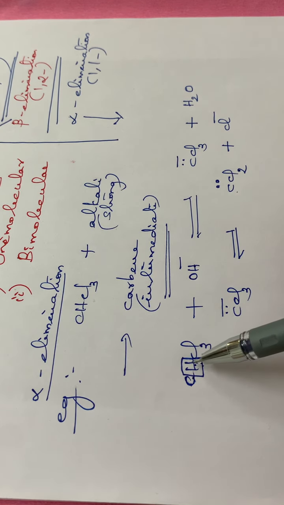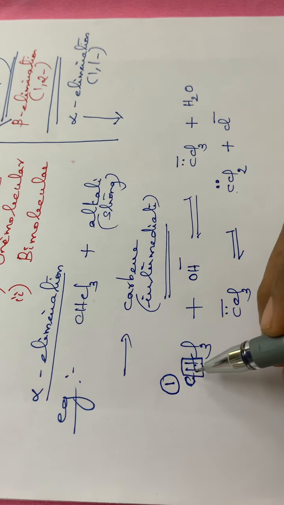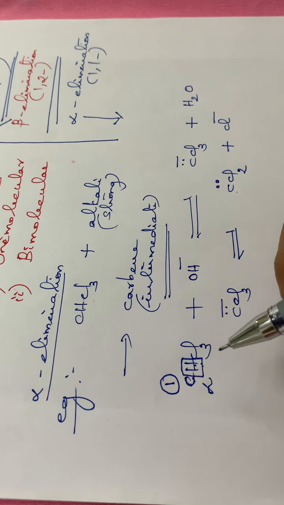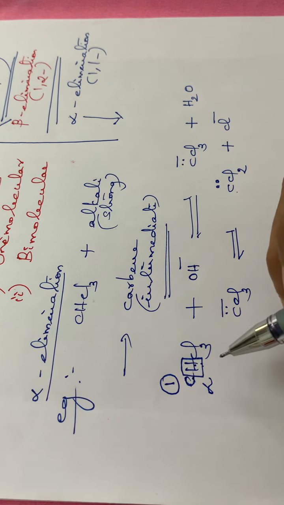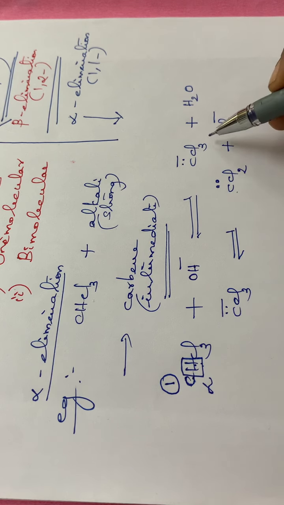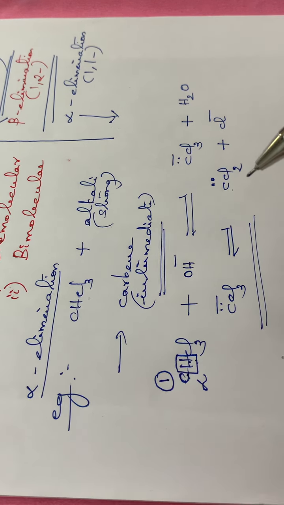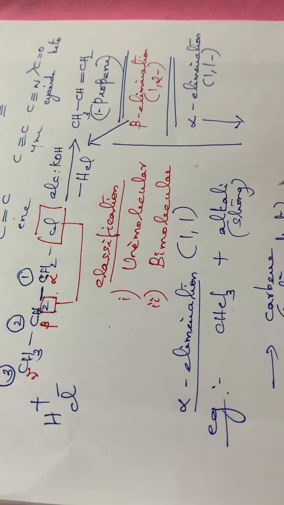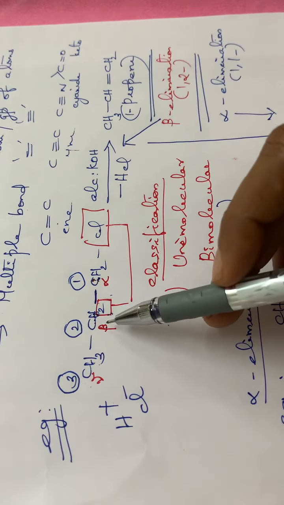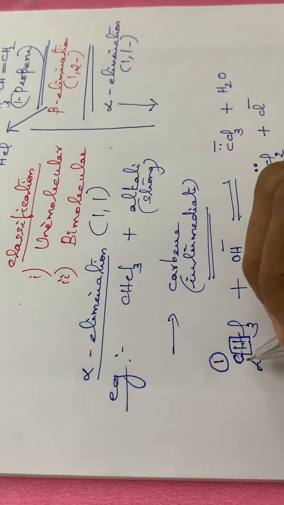From a single carbon atom, there is only one carbon atom in this chloroform, and it is the alpha carbon atom also. From this carbon atom itself, H plus and Cl minus will be eliminated. So this is an example for alpha elimination or 1-1 elimination. And the earlier one is an example for beta elimination or 1-2 elimination, where this is the alpha carbon atom.